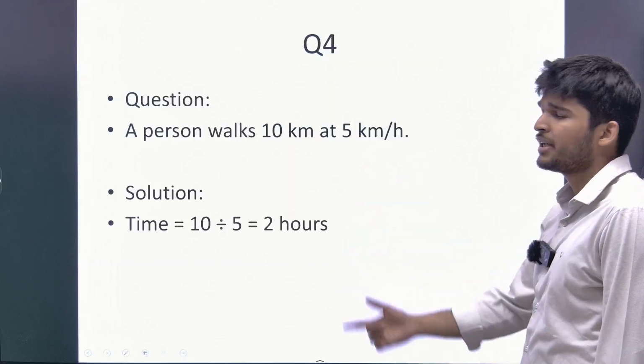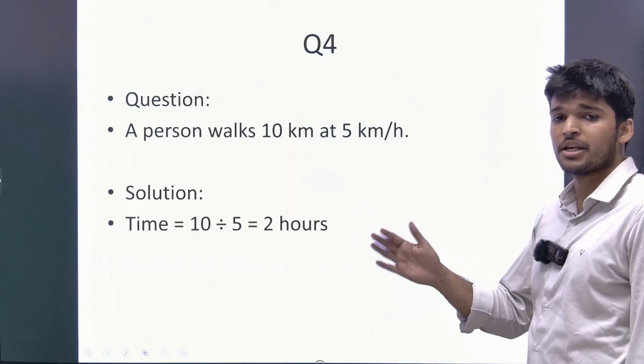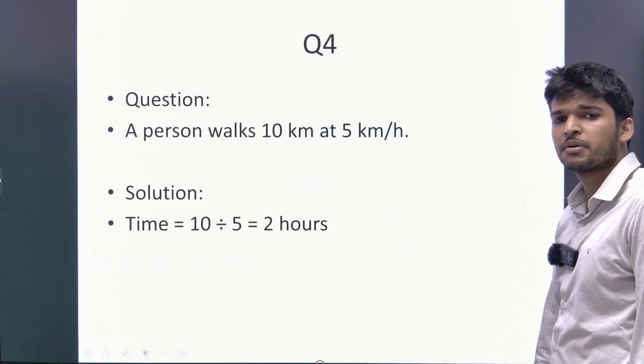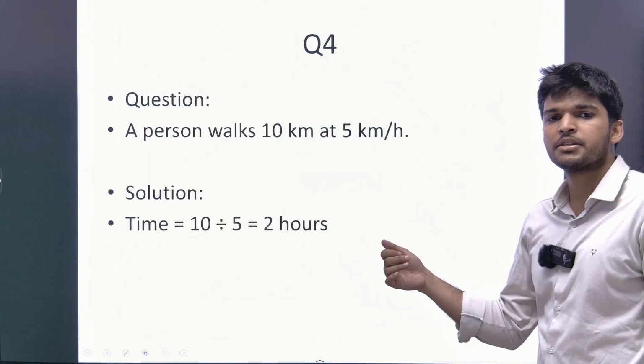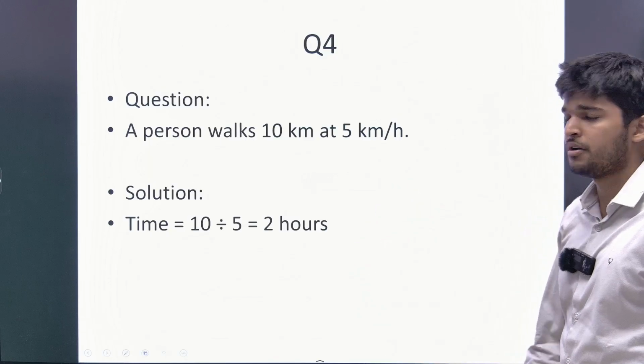A person walks 10 kilometers at 5 kilometers per hour. So the time the person will take would be distance upon speed, that is 10 divided by 5, which is equal to 2 hours.